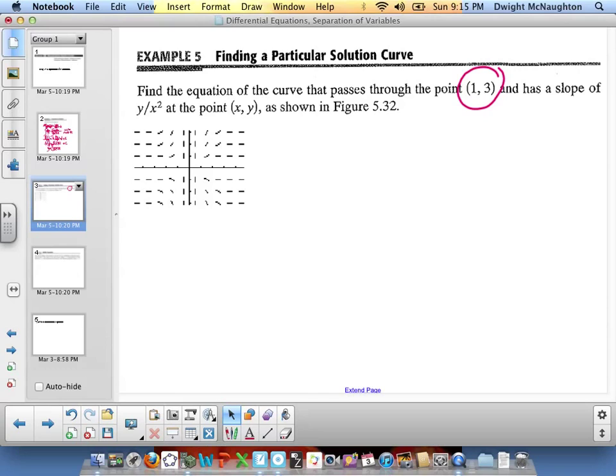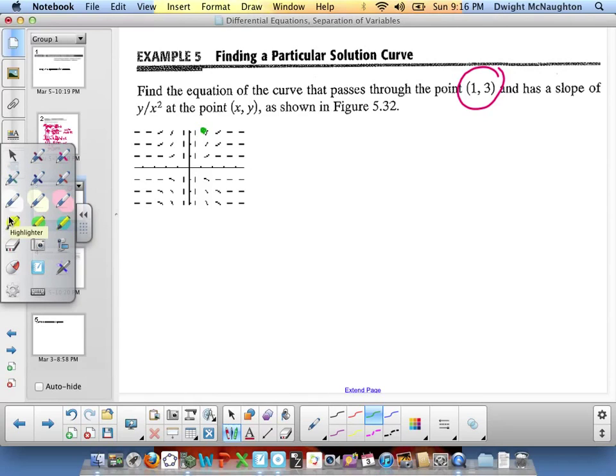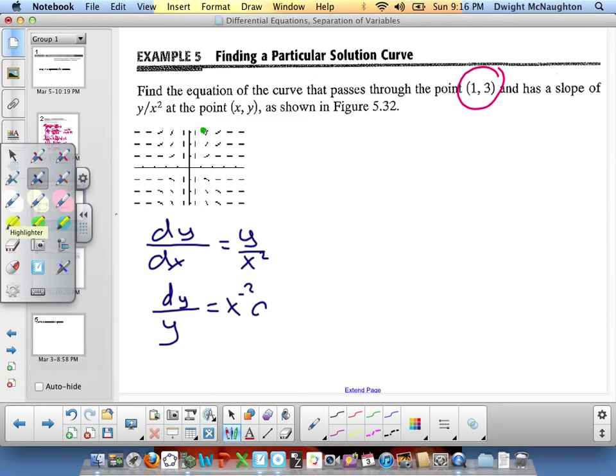I got that right there for us. We want to find the equation of the line that goes through the point (1, 3). So right about there, what's that equation going to look like? So let's start by solving the slope. dy/dx equals y over x squared. Let's separate, get the y's on the left. So dy over y, the x is on the right, x to the negative 2 dx. Since it's not x to the negative 1, I'm going to bring it up as a power.